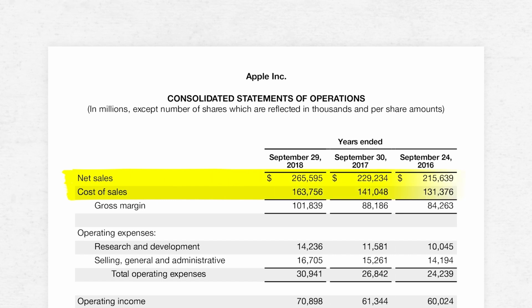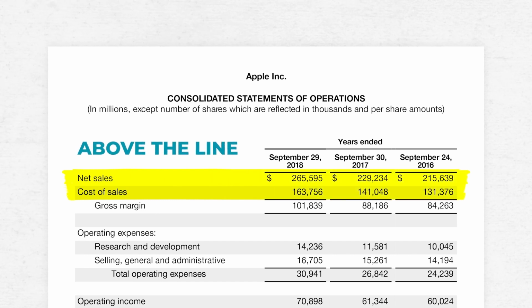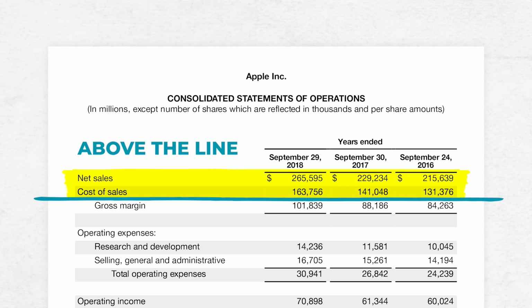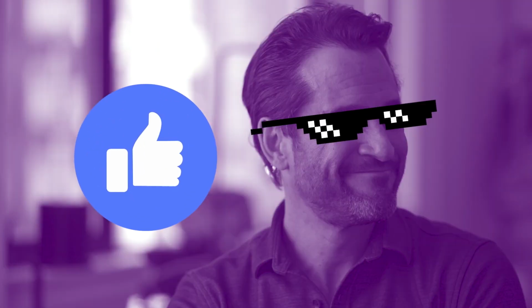Everything we've discussed so far is called above the line because it appears above the gross margin line item. That's a term you'll hear finance folks make reference to. I used to think it was some secret code myself, but now you know that it's just a reference point on the income statement. Make sense?